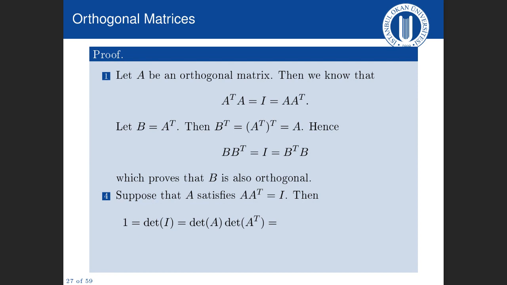What happens to the determinant of a matrix if we do a transpose of it? Nothing. Row expansion along A is the same as column expansion along A transpose. So determinant of A transpose is exactly the same as determinant of A. We get determinant of A squared is equal to 1, so we must have the determinant of A is either plus 1 or minus 1.